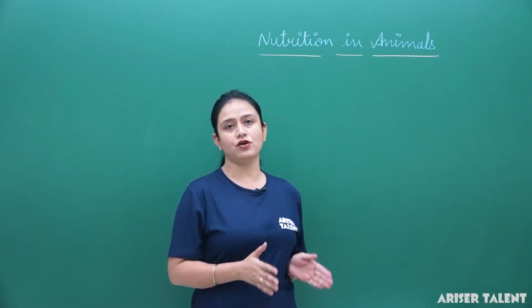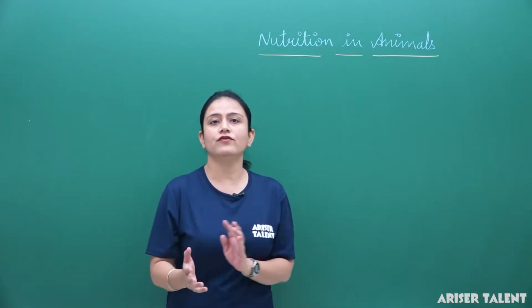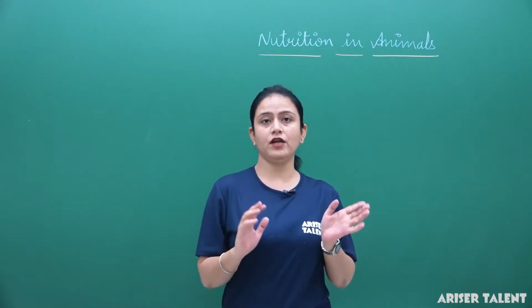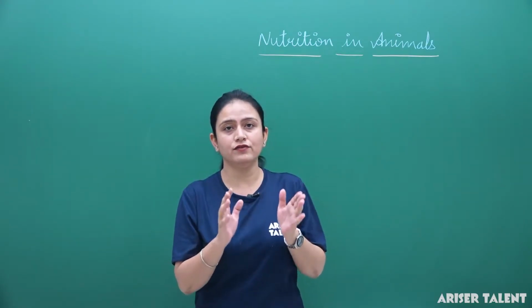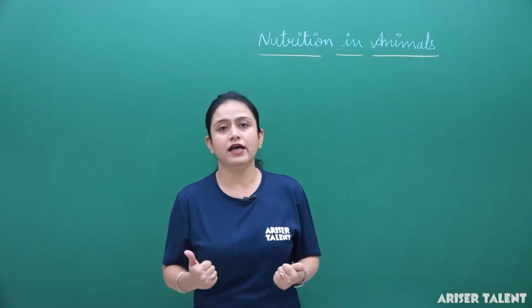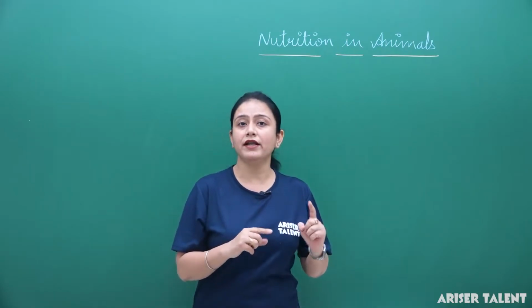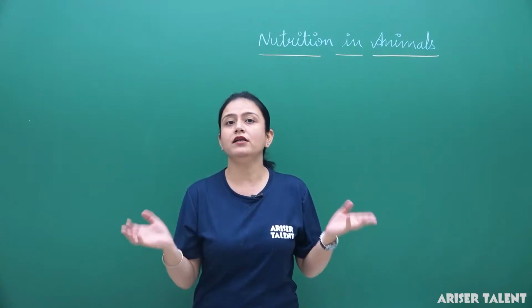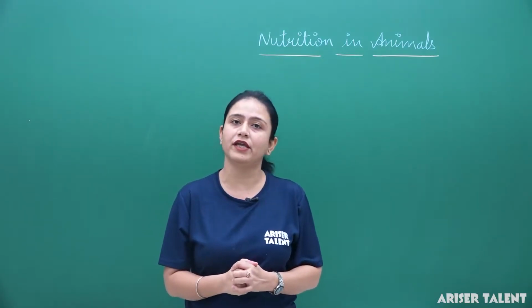In my previous lecture, I already told you about the different types of nutrition in animals, means the mode of nutrition in animals. As we all know, animals are heterotrophic. Hetero means different, trophic means food, means the animals get their food from other animals or plants. It means we can say that animals are dependent on different items or different environmental processes to get their food. So thus we can say that animals are generally heterotrophic in nature.